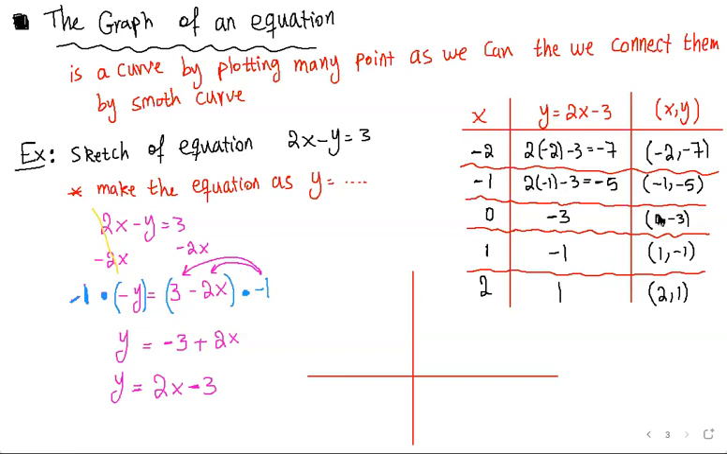So the first point is here, -2 and -7. Let me start from this point, -1 and -5. So this is my -1 and -5 here. 0 and -3: here is 0 and here is my -3. 1 and -1, like here. And 2 and 1. So this is my 2 here and this is my 1. So the point will be like here, 2 and 1.